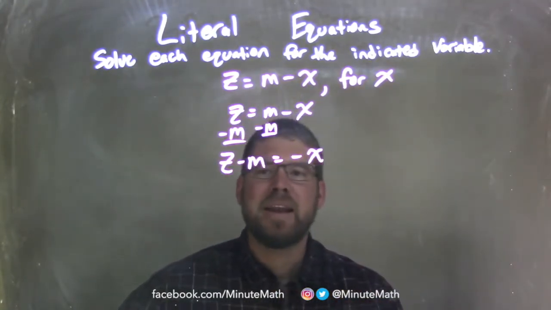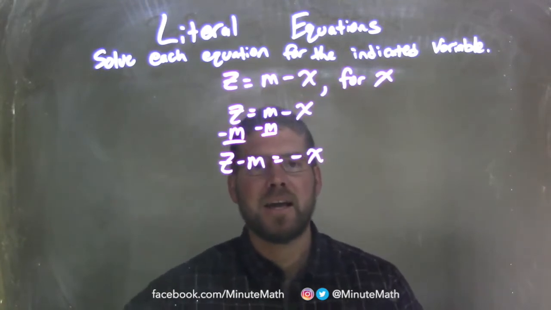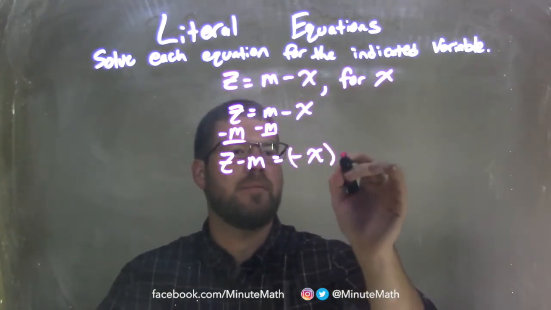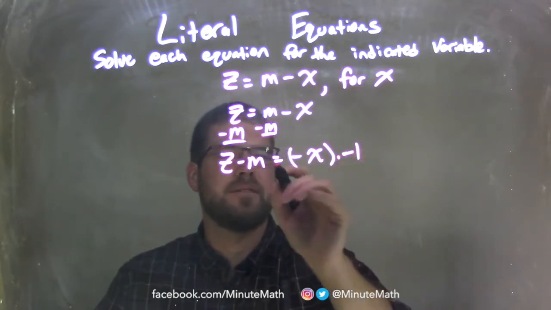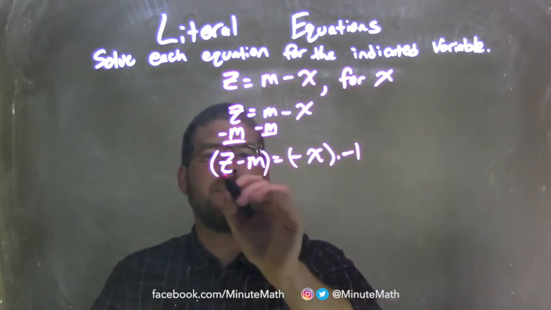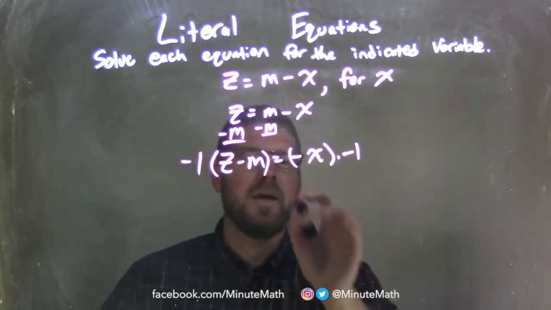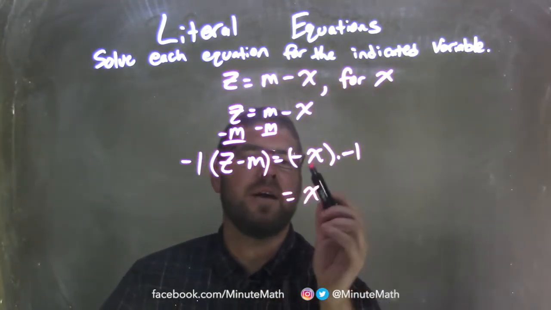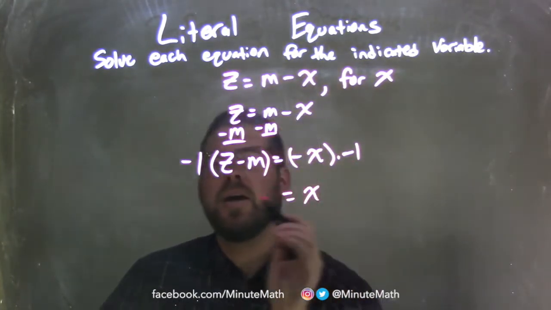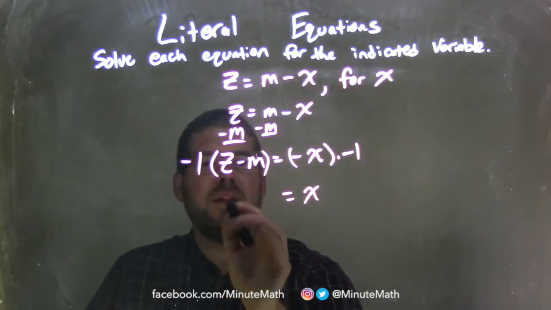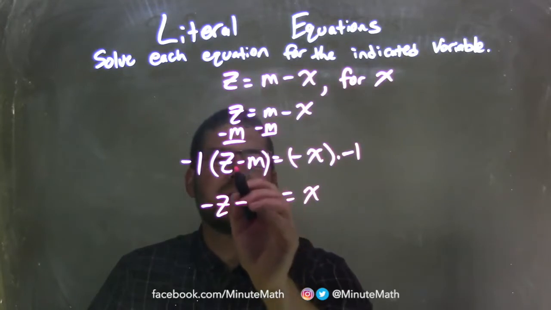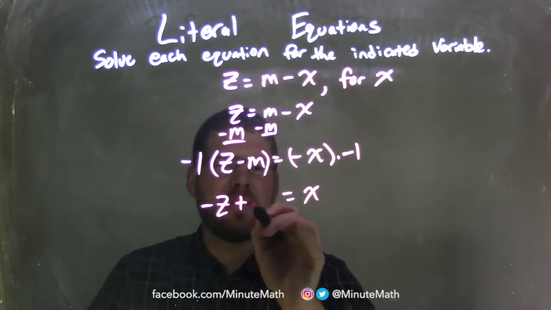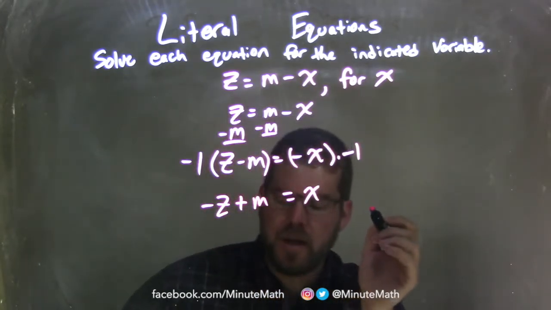Well, how do we get rid of the negative? If I want to get rid of the negative, I can multiply both sides by negative 1, right? Multiplied by a negative 1, not negative subtraction. So if I multiply both sides by a negative 1, that leaves me with a positive x on the right, because a negative times a negative is a positive. But a negative 1 times z is a negative z, and a negative 1 times a minus m is a positive m, and so we have negative z plus m.